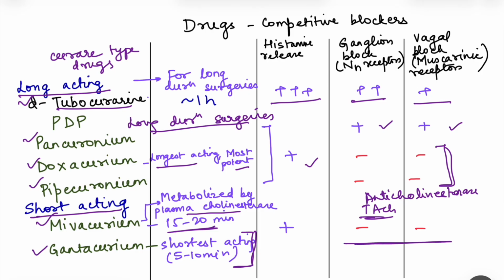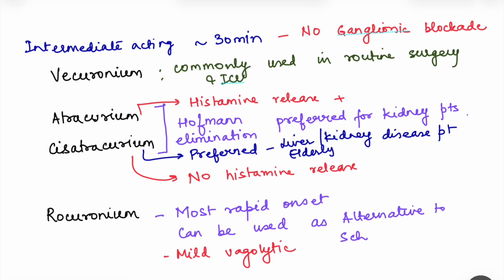They do not cause ganglion block and vagal block, and histamine release is also mild. Okay. So this mivacurium, because it is short acting, it can be used as an alternative to succinylcholine. Next is intermediate acting drugs.